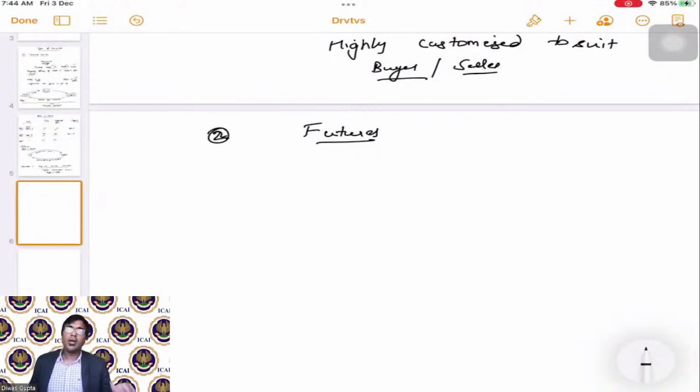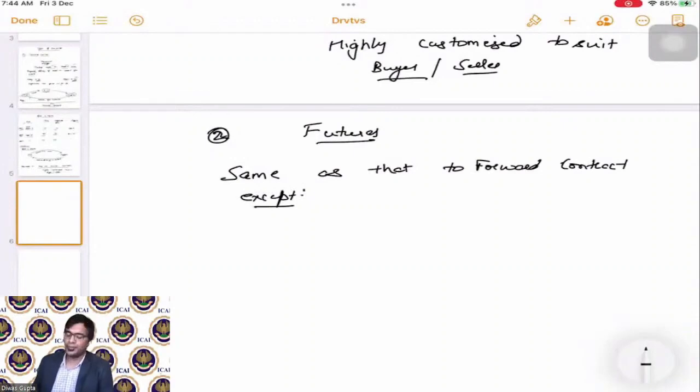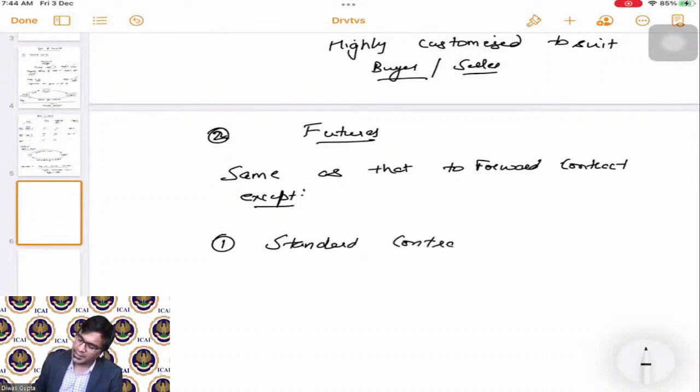Okay. Now, what are futures? Futures are same as that to forward contract, except. Okay. Then what is the need of future? What is this except now? First point. These are standard contracts. As I told you, forwards are over the counter, correct?